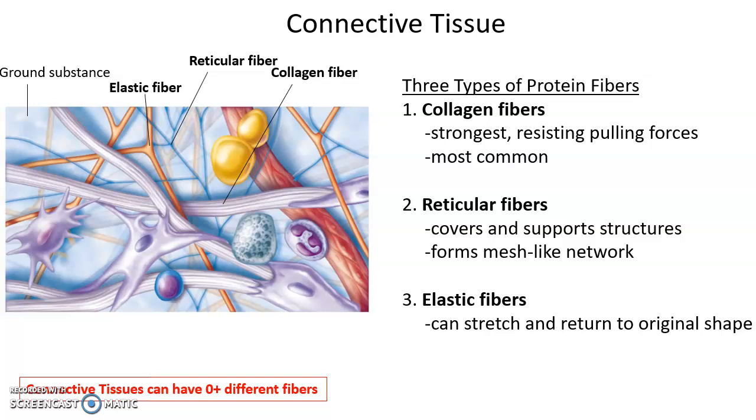Then there's reticular fibers. Reticular fibers are thinner and they sort of branch off, forming a mesh. So reticular fibers can cover structures, can act as a supporting structure within a tissue, and it forms, again, a mesh-like network. And then finally, there's elastic fibers. Elastic fibers are thinner and also branch, but they don't form meshes per se. The main function of elastic fibers is to allow the tissue to stretch and then return to its original shape. So you can, for instance, stretch your skin a little bit and it will return to its original shape because of the elastic fibers found in it.